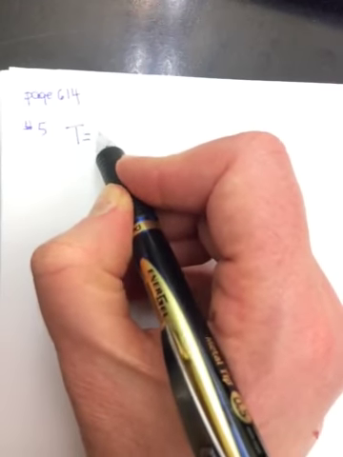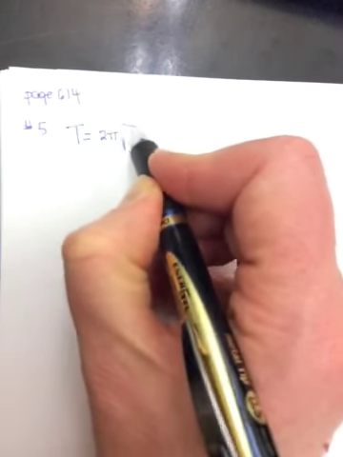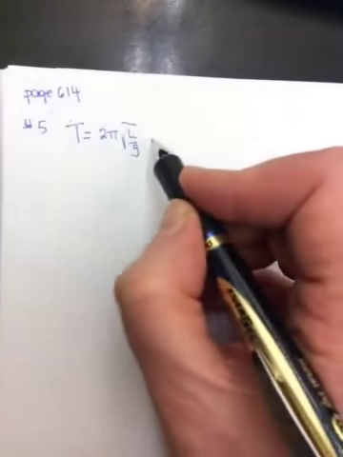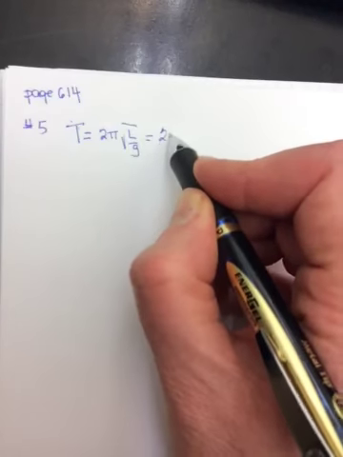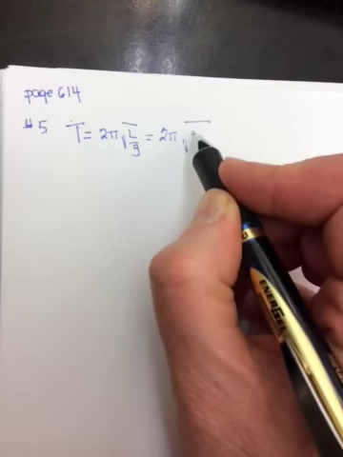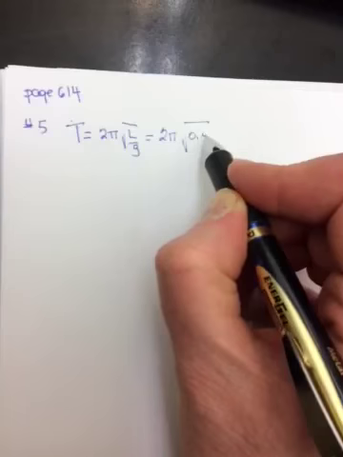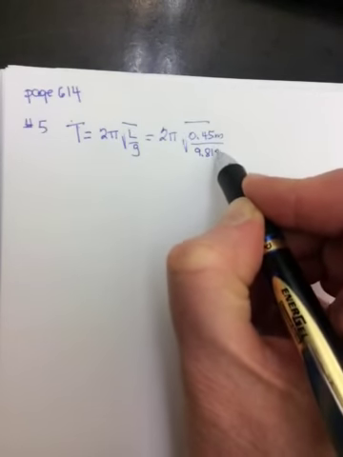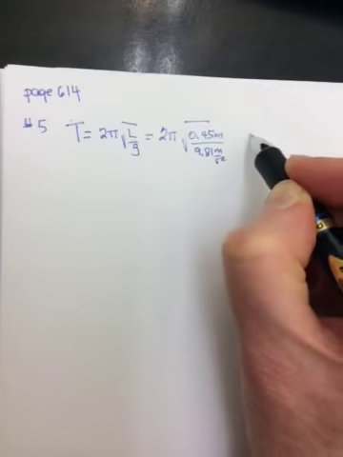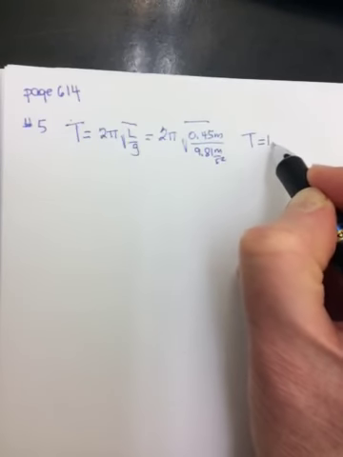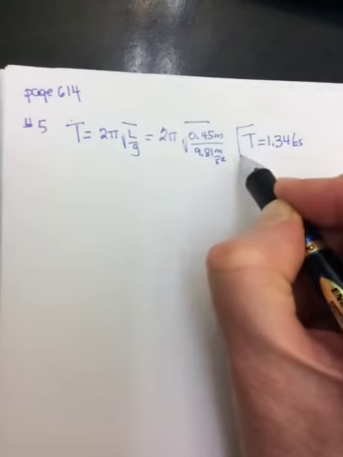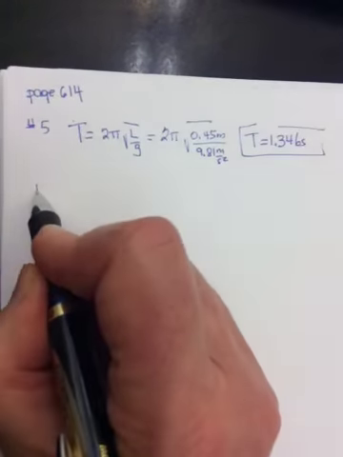T is equal to 2 pi root L over g, the period of a simple pendulum. Okay, so we're just looking for T, so 2 pi root, the L they told us was 0.45 meters, and the g 9.81 meters per second squared. Do the math and you should get a period of 1.346 seconds. Number 5 is done.